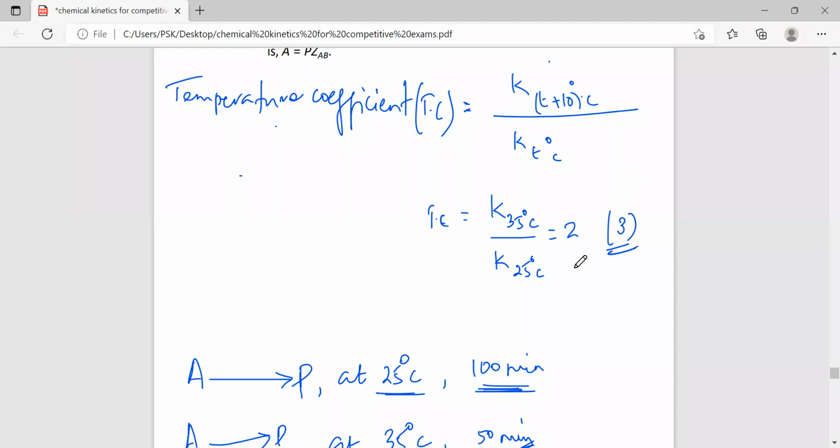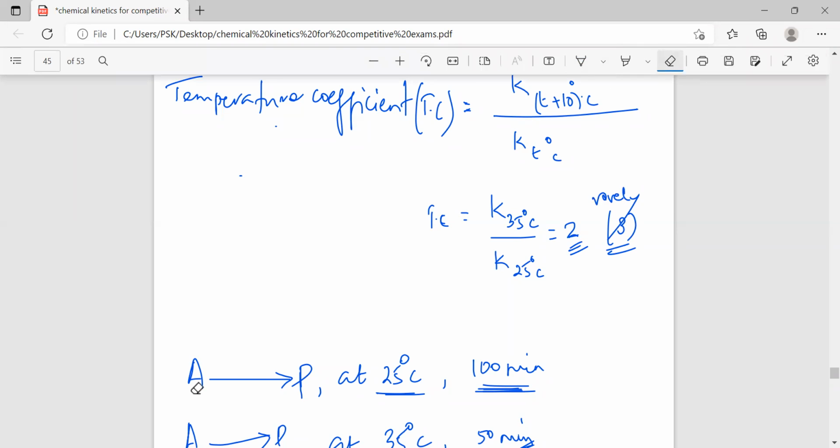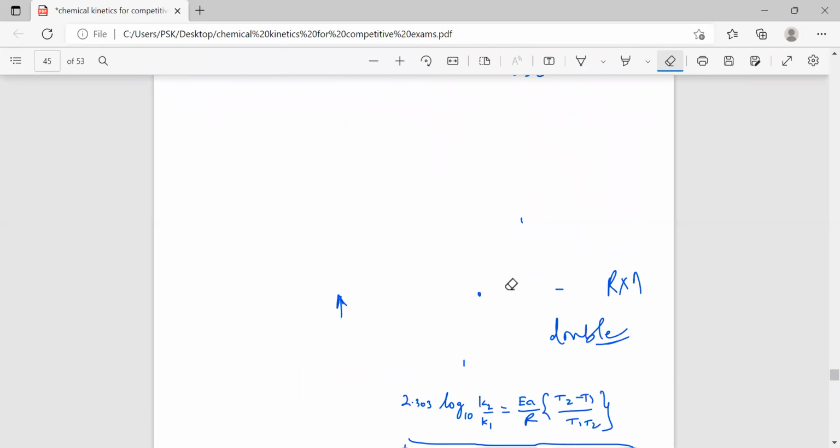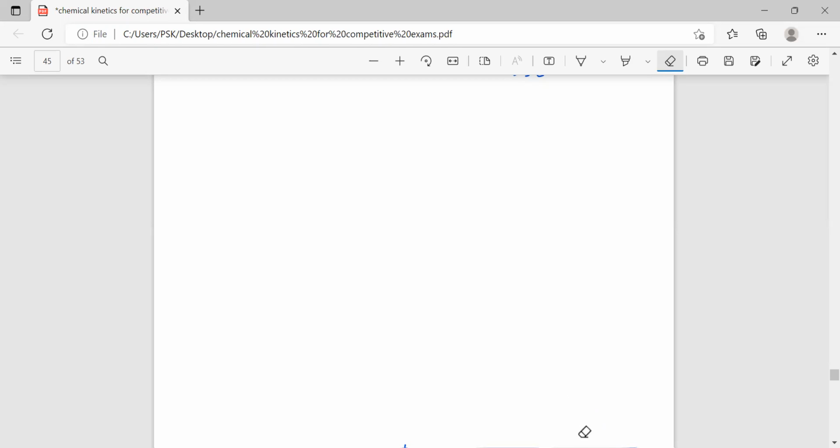So in the exam, if they don't give temperature coefficient, you should assume it to be 2. You should take it as 2. And if they are specific, they will mention it as 2 sometimes, or they can mention it as 3 also. Very rarely, for very few reactions, on increasing the temperature by 10 degrees, the reaction rate can triple also, all right? But you should consider it to be 2 when it is not mentioned in the question, because for the majority of reactions, the temperature coefficient is 2, right?